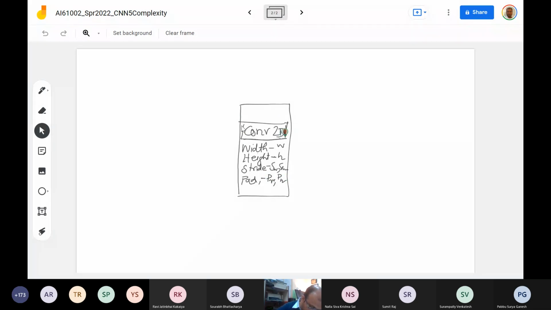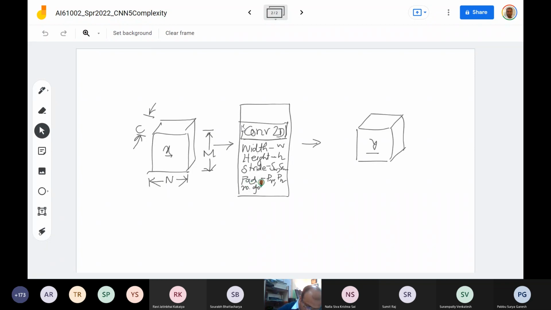Now the input comes as a tensor X, which has C number of channels, M number of rows and N number of columns, and this goes into this, and out comes another tensor Y. If the number of convolutions is equal to K, then this one is K, this is OW, and this is OH.